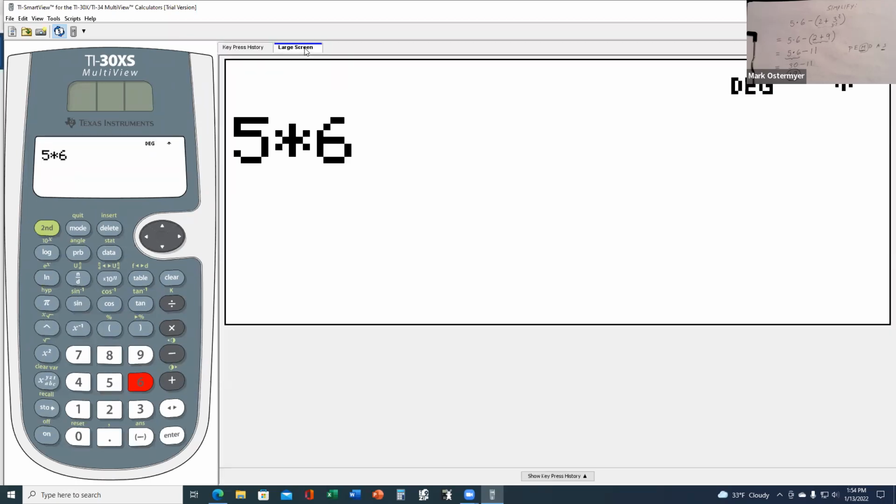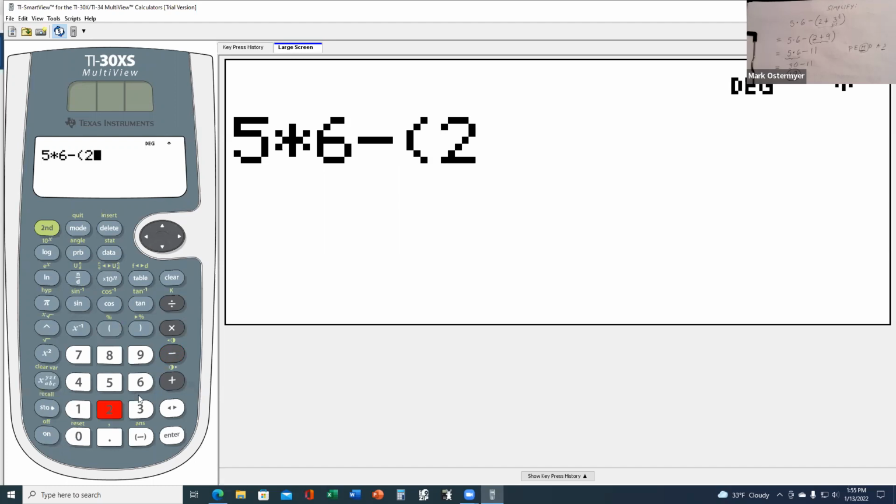Now I have to get my subtraction button. Notice on this calculator, there's a difference between your subtraction button and your negative button. Your minus or subtraction button is to the right of the number 9 key. Your negative button is to the left of the enter button. Do we see the difference with those keys? So you have to be careful. This is 5 times 6, subtract. Hit your minus button. Then open parenthesis. Your open parenthesis is above the number 8 key.